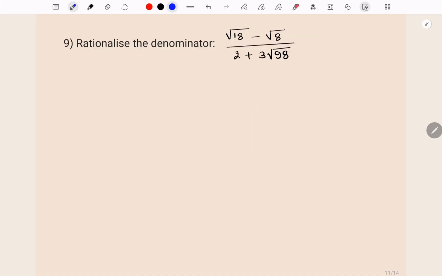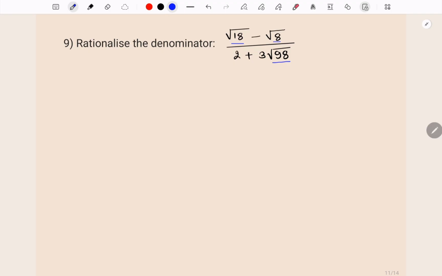Moving on to the next question. Here again, we need to rationalize the denominator. If we take a glance at the question, we can see there are three surds here. First one is root 18, root 8, and root 98. Before starting the rationalization process, it's good to solve all the surds or simplify them so that later when we are actually rationalizing the denominator, the process becomes simple.